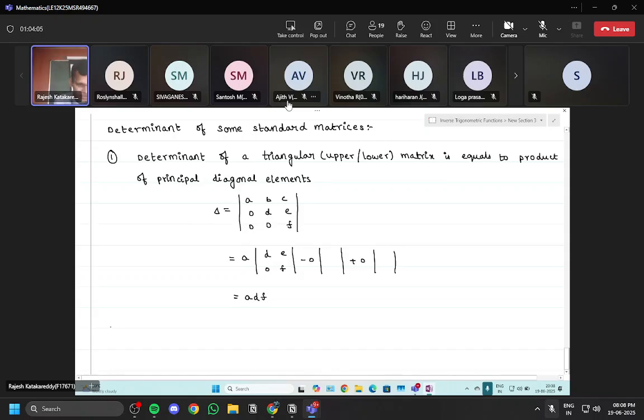Clear? So the second thing: the determinant of a diagonal matrix is equal to the product of principal diagonal elements.